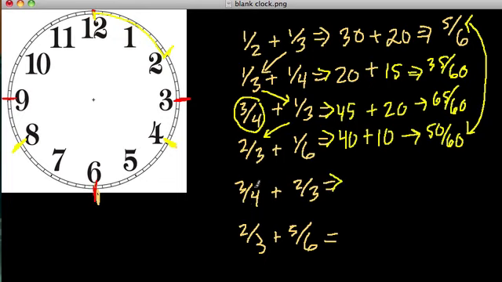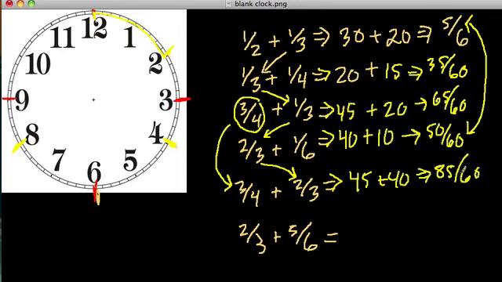So now finishing up these introduction problems, again we have 3/4 of an hour, that's 45 minutes, and 2/3 again pops up. So we have another 40 minutes. That gives us 85 minutes out of an hour, right? So it's over an hour, it's an hour and 25 minutes.